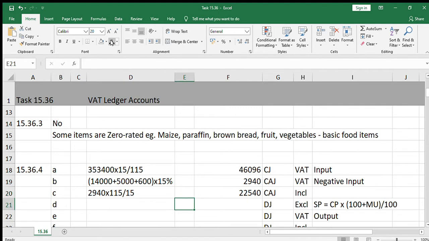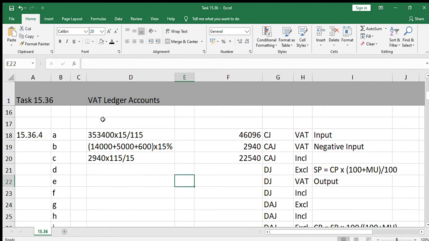Then D. Okay, we're now moving on to the debtors journal. Please remember that the debtors control amount must include VAT because the debtors are owing us the full amount, which includes VAT. But the sales and cost of sales will exclude VAT.